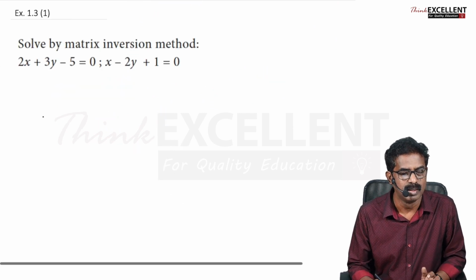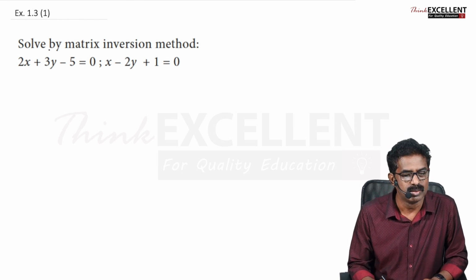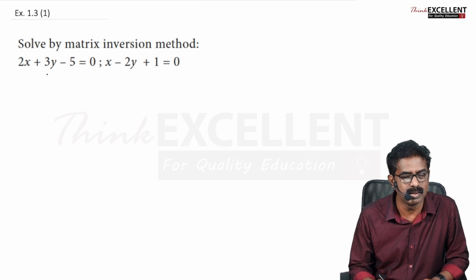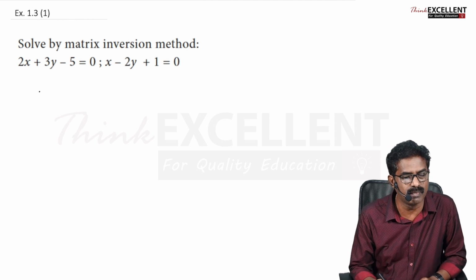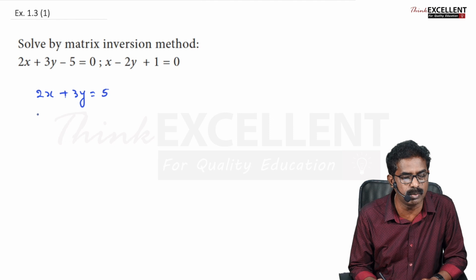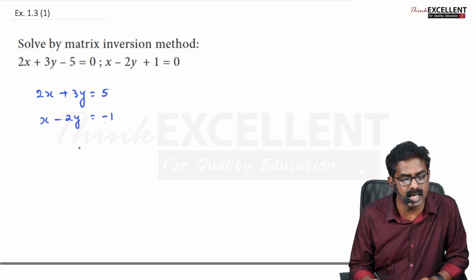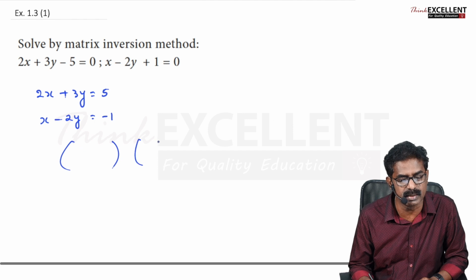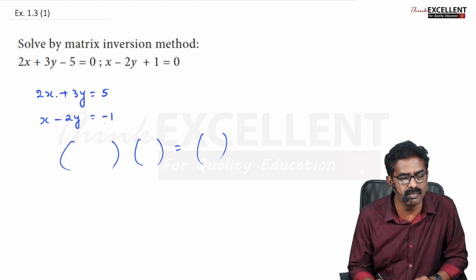Okay. Listen. This is 1.3. After this, just one exercise. First chapter will be over, right? So solve by matrix inversion method. Listen. So here there are two variables. What are the two variables? X and Y. So arrange in order. So first one we write 2x plus 3y, take that minus 5 to the right side, plus 5. Equation number 1. Second one is x minus 2y equal to minus 1. So now it is in the correct order, right? So take this as AX equal to B. AX equal to B. What we did for the theory part, same thing you do here. Coefficients you write 2, 3.